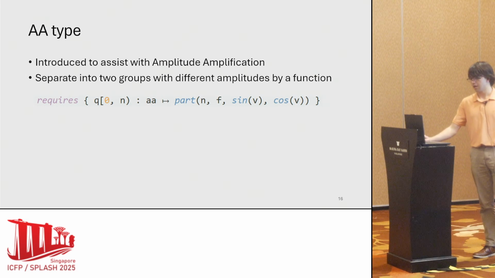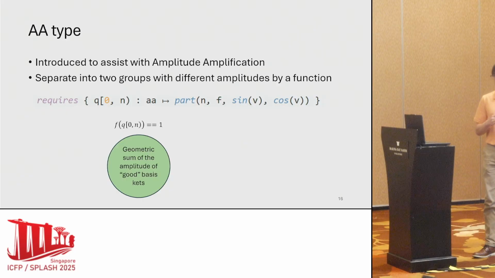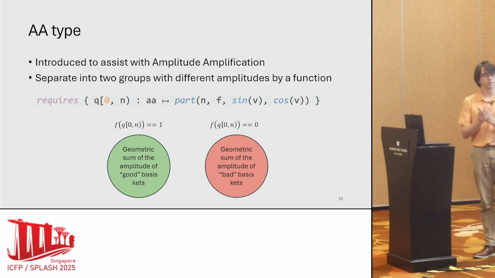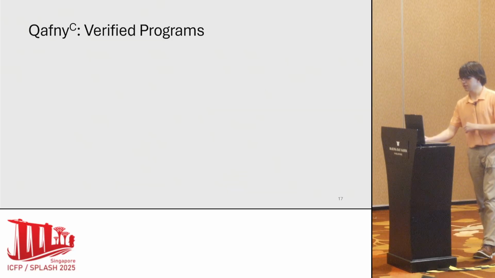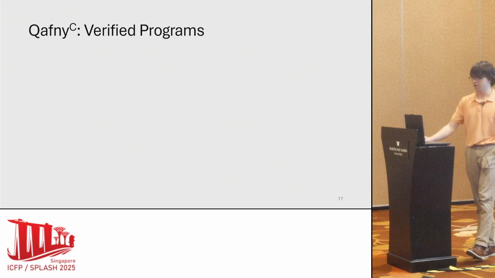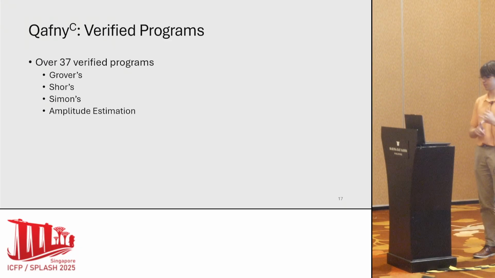We can see we're partitioning the basic kets into ones where the geometric sum of the amplitudes is sine v when f returns true, and where the geometric sum of the amplitudes is cosine v when f returns false. So in QafnyC, we also have over 37 verified programs, including Grover's, Shor's, Simon's, and amplitude estimation.